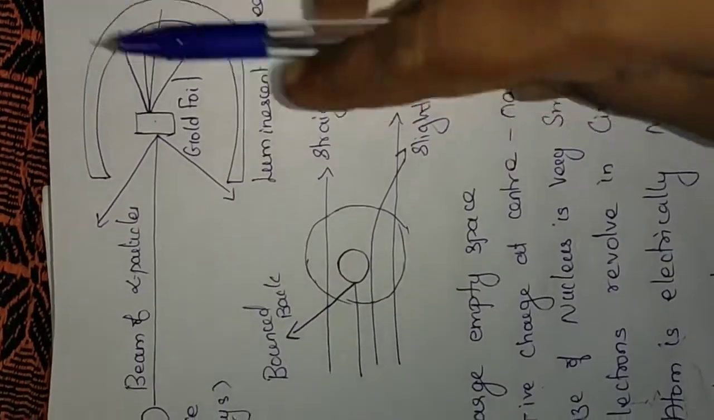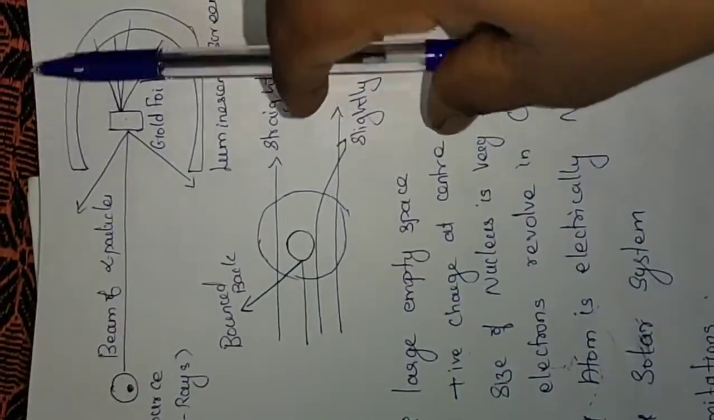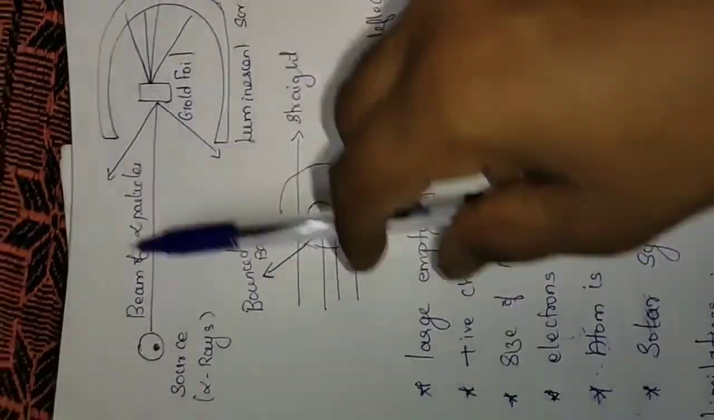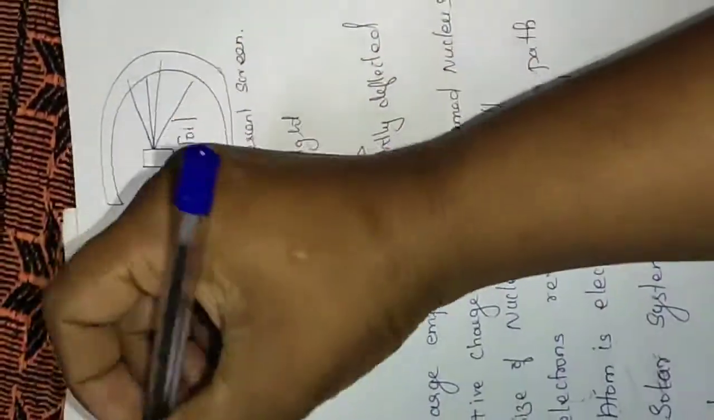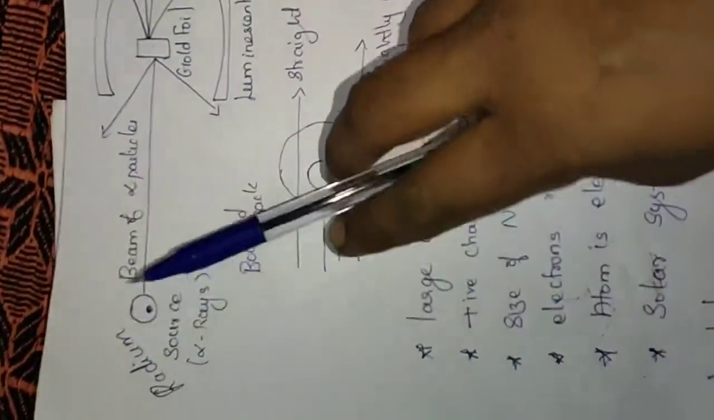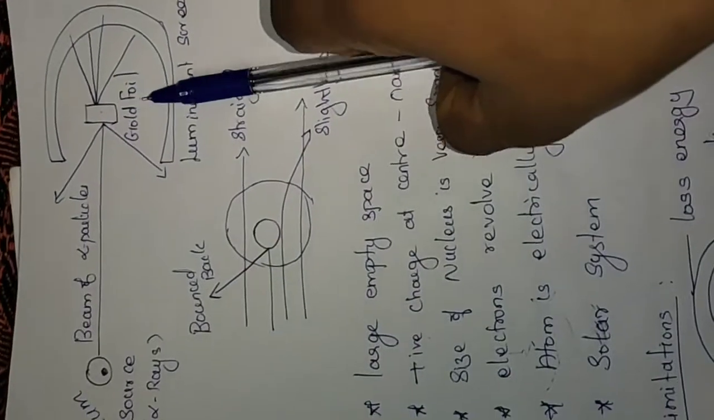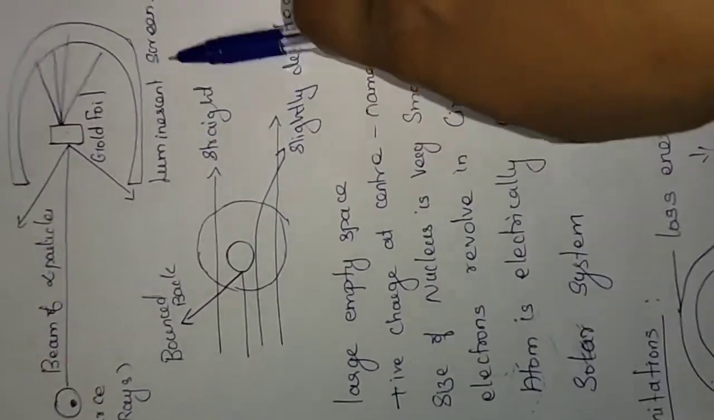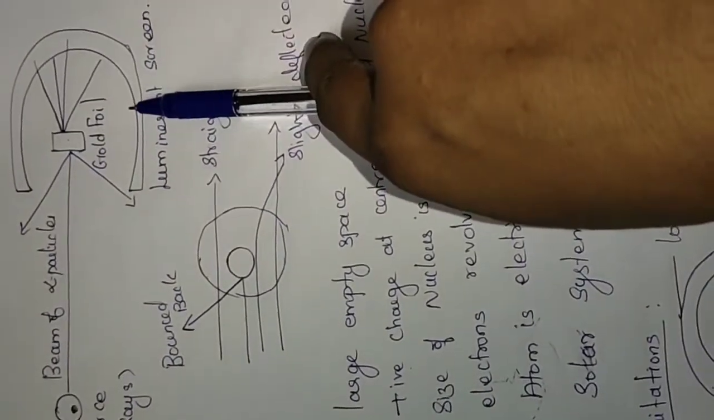See students, this is the diagrammatic representation of the gold foil experiment. This is the source which emits alpha rays, a radium source. Here a thin gold foil is placed and it is covered by a luminescent screen, a white screen to detect the alpha rays.